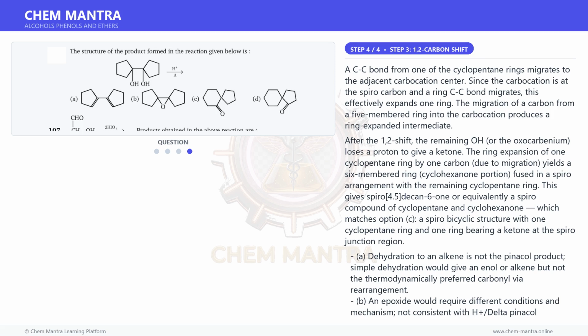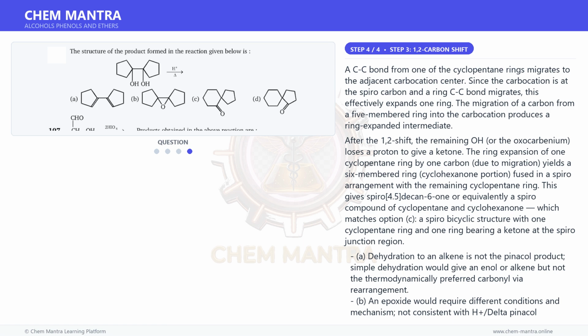Since the carbocation is at the spirocarbon and a ring C-to-C bond migrates, this effectively expands one ring. The migration of a carbon from a 5-membered ring into the carbocation produces a ring-expanded intermediate. After the 1,2 shift, the remaining O, or the oxocarbenium, loses a proton to give a ketone.